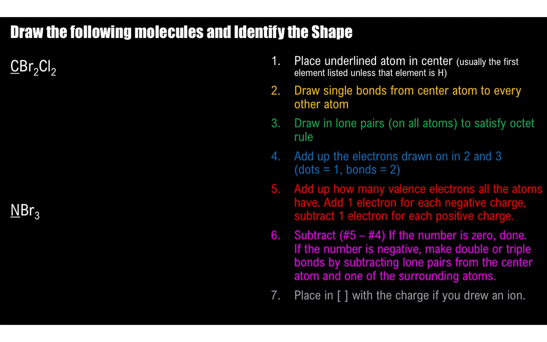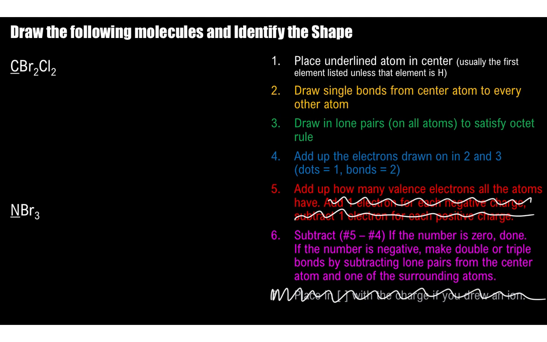And finally, we're going to just do a couple more practice questions of drawing that we have not done yet. So here we go. There's these 7 steps for drawing anything. Neither of these examples, CBr2Cl2 and NBr3, none of them are ions, so we can start out by knowing we're not going to deal with step 7. We're also not going to deal with adding electrons for negative charges or subtracting electrons for positive charges because these are compounds, there's no charge.